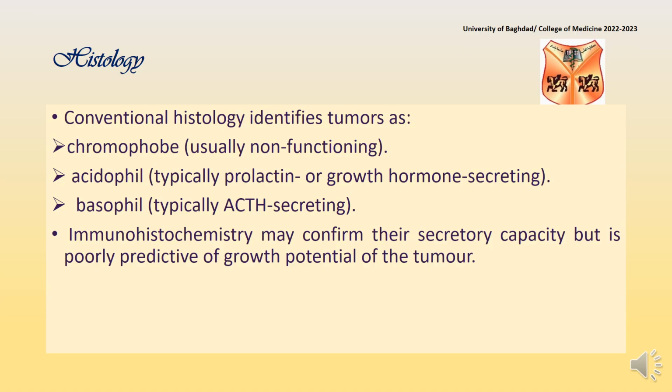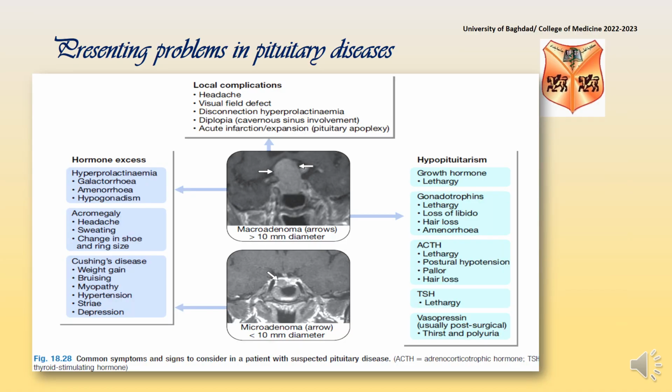About the histology, conventional histology identifies the tumor as chromophobe, usually non-functioning; acidophile, typically prolactin or growth hormone secreting; basophile, typically ACTH secreting. Immunohistochemistry may confirm their secretory capacity, but is poorly predictive of growth potential of the tumor.